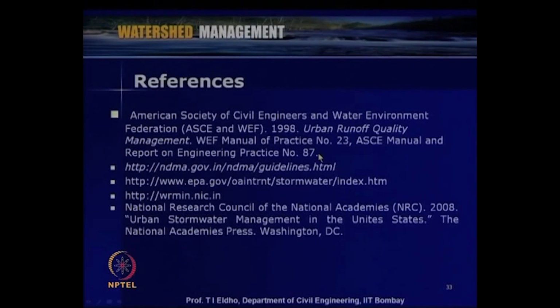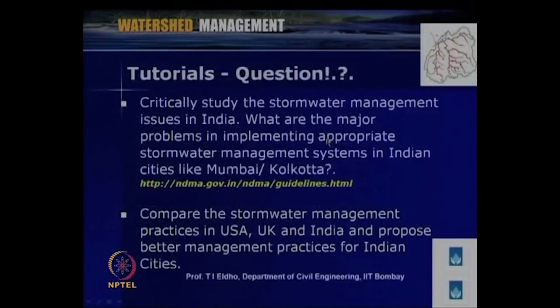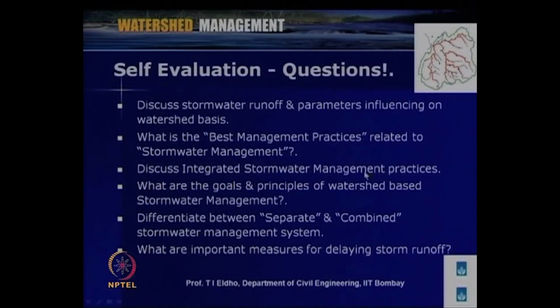So, we did the hydraulic analysis, and then came up with certain recommendations to reduce the urban flooding problem in this area due to stormwater. Before closing, some tutorial questions: critically study the stormwater management issues in India. What are the major problems in implementing appropriate stormwater management systems in Indian cities like Mumbai and Calcutta? You can compare with the systems in the USA or UK, and then come up with a better proposal for stormwater management for Indian cities.